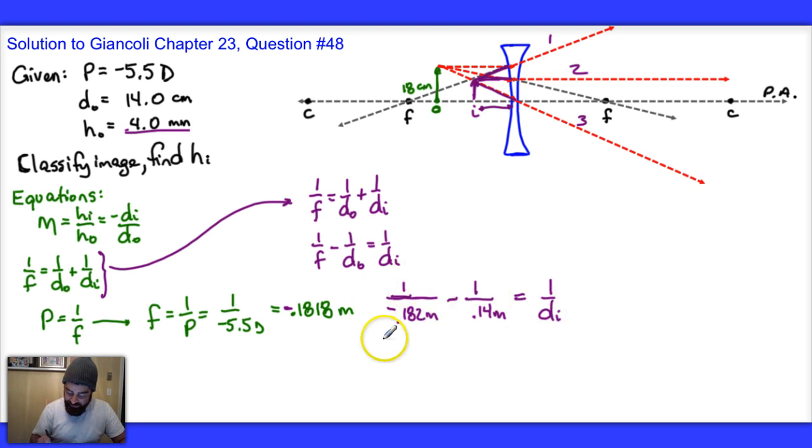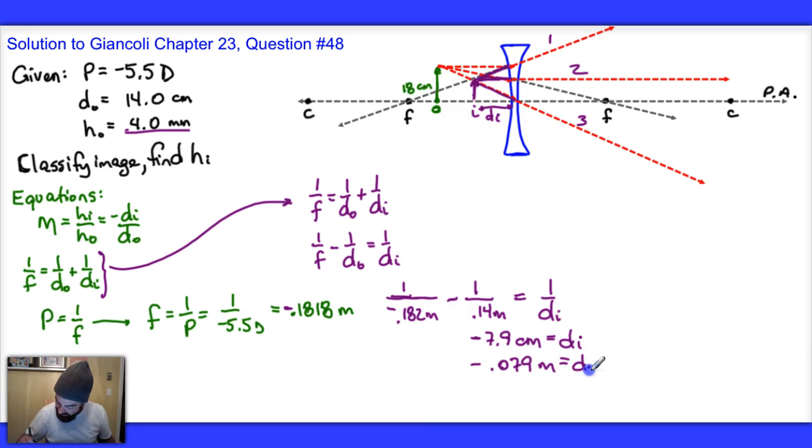Basically, I have a negative fraction, and I'm adding to it another negative fraction, so the distance of the image should be negative, which is what we talked about earlier. This is negative by sign convention. So solving for the distance to the image, negative 7.9 centimeters. Now I, of course, could convert that to meters, and I would get negative 0.079 meters is equal to the distance to the image.